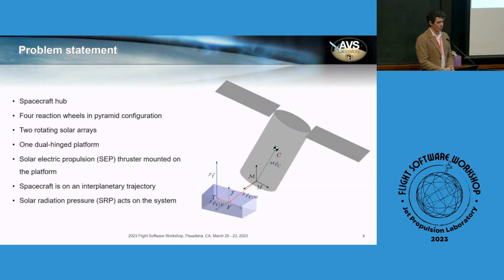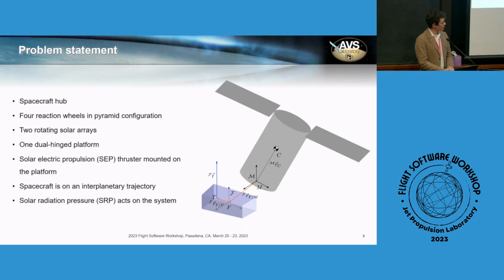This means that this platform can rotate with respect to the spacecraft hub, so it has 2 degrees of freedom with respect to the hub, and there is a solar electric propulsion thruster mounted on such platform. Obviously, the primary purpose of the solar electric propulsion thruster is to keep us on the interplanetary trajectory that we want to achieve, but also the fact that this thruster can be gimbaled and its direction can be oriented with respect to the hub allows us to perform more interesting tasks such as momentum dumping. So we can double use the thruster for multiple purposes.